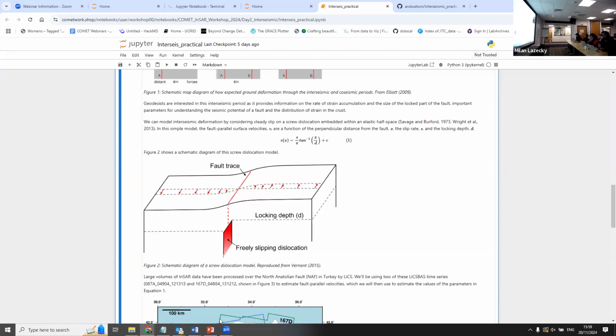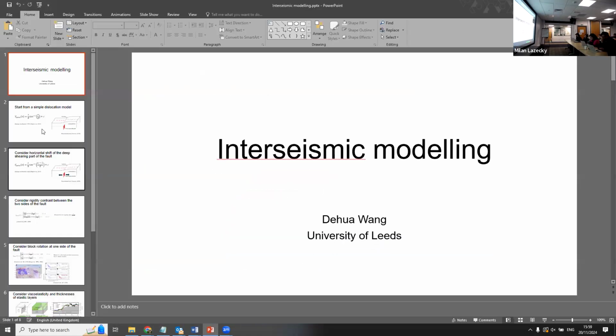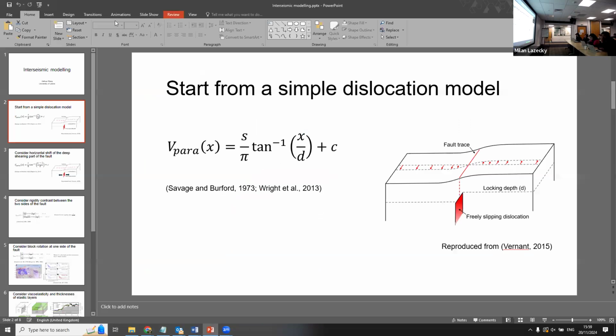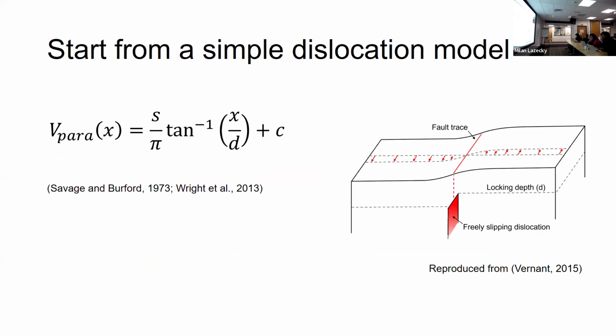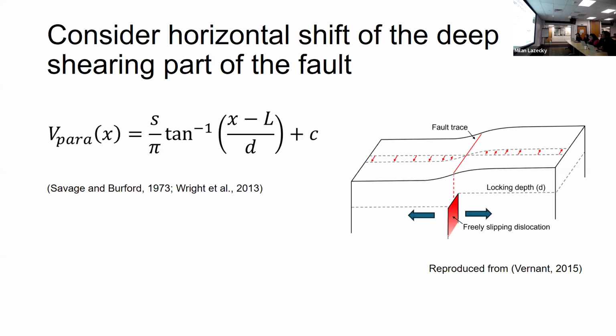Some people will ask whether there is any other model that we can use to model the deformation. Yes, we have. Starting from this simple dislocation model, we can consider the horizontal shift of the dipping shearing part of the fault. The fault location may have some horizontal shift, it may not be localized at the surface trace, and may shift due to the dipping angle. So you can just add the AL term in the equation.